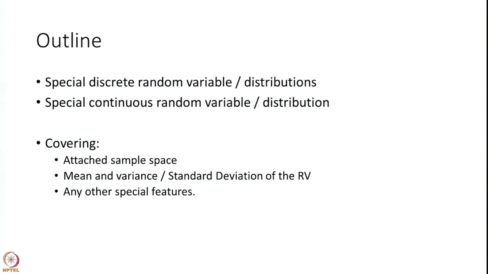While covering this, we would like to see very briefly what the attached sample space is. It is very important to know where it is defined. We give mean and variance formulae for the given distribution. We also give the standard deviation, because these are the two very basic parameters that one would like to know to describe the data. If there are any other special features, we will talk about them as the time comes. Wherever possible, we will give an example or discuss those examples. So let us move on.